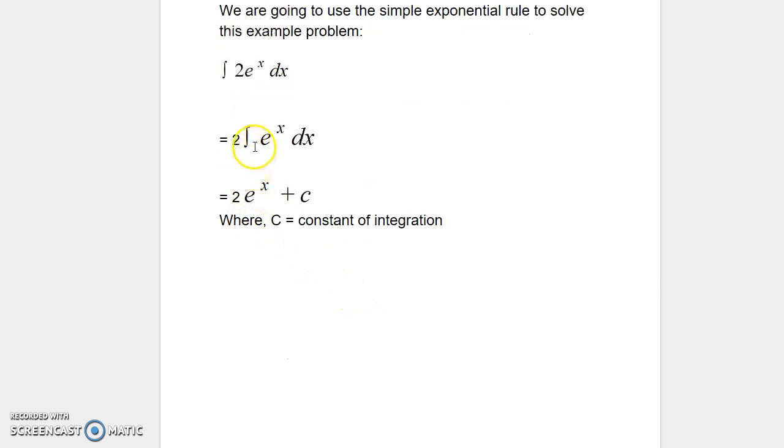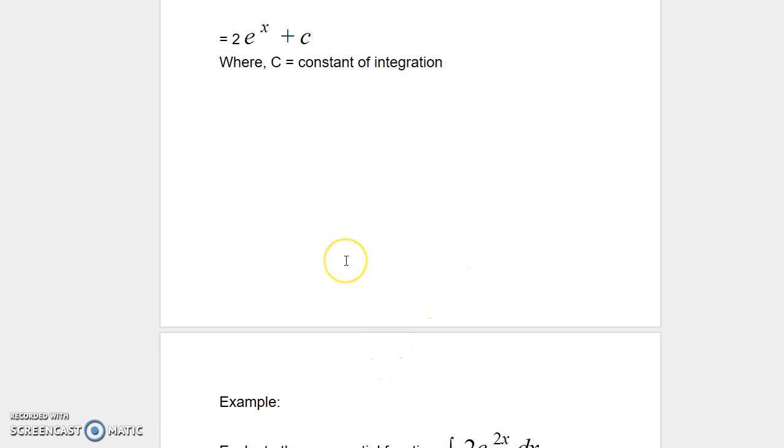So we know from the rule that integral e to the power of x, when we simplify that, it's going to be e to the power of x plus c, where c is a constant of integration. So the problem integral 2 e to the power of x dx, when we solve it using this rule, is going to simplify as 2 e to the power of x plus c, where c is the constant of integration. Let's look at another example.